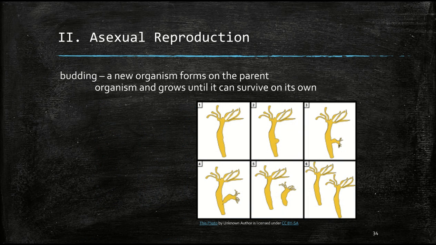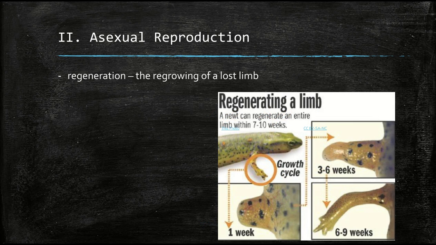Then we have budding, which is a new organism that is going to form on the parent organism until it can survive on its own. Some organisms, such as hydra, sponges, and some yeast, are going to develop this way. Then we have regeneration, which is the growth of a lost limb. In the case of some animals, they can regenerate a limb. If, say, a sea star loses an arm, that arm can grow into another sea star, as well as the starfish can grow its arm back again.